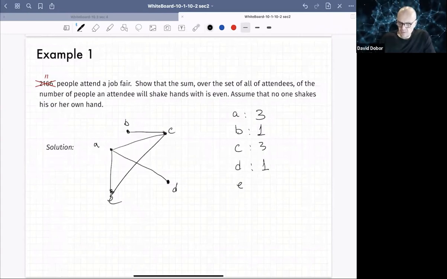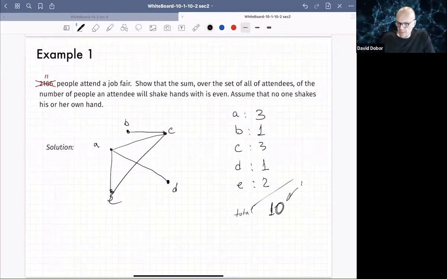Elizabeth, just 2 people. So I collect this data from these people, the attendees, and I sum them up. So I write down the total, and the total is going to be an even number. That's my claim. So let's see here. 3 plus 1 plus 3 plus 1 plus 2, that's going to be 10. So I have the total number of handshakes reported.